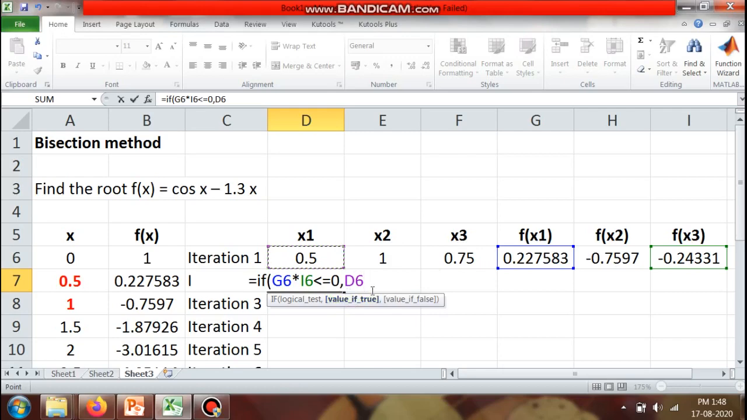So for this logic, since this logical test is true, x1 will remain the same because x1 will not change. It will be assumed as it is. That's why I select D6. But if it is false, then as we know we have to select this particular value of x3, so that x1 will be replaced by x3 if this particular condition is true.